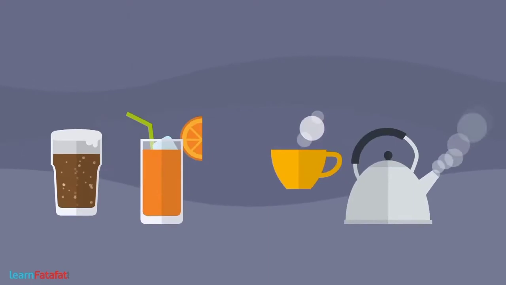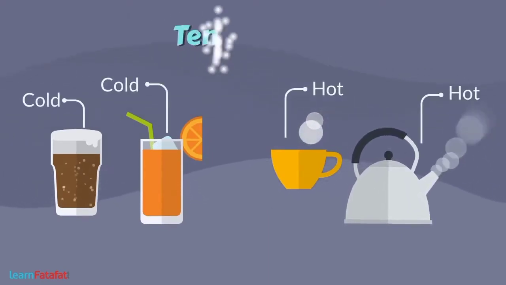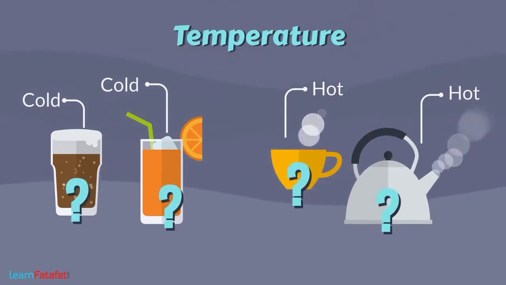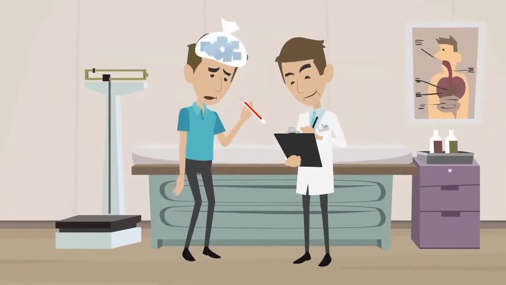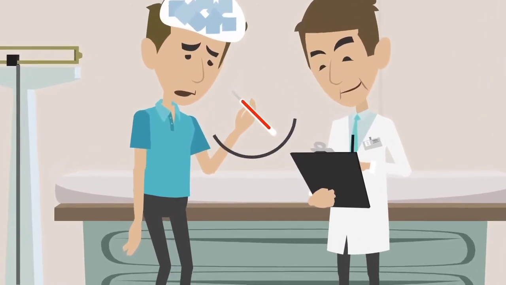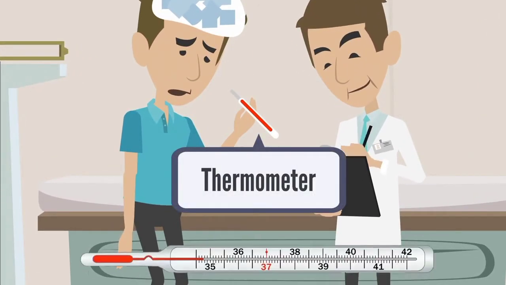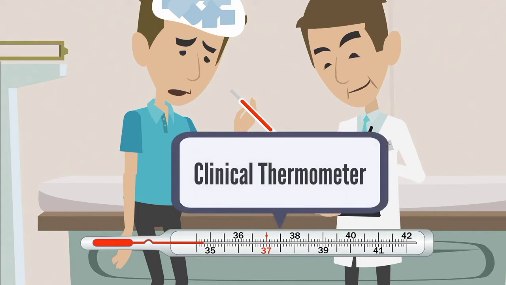It is possible to identify whether the object is hot or cold with the help of temperature. How do we measure temperature of an object? In hospital, you might have seen doctors using a device for measuring a temperature. What is this? It is a device that is known as thermometer. The type of thermometer which is used to measure the temperature of our body is known as clinical thermometer.